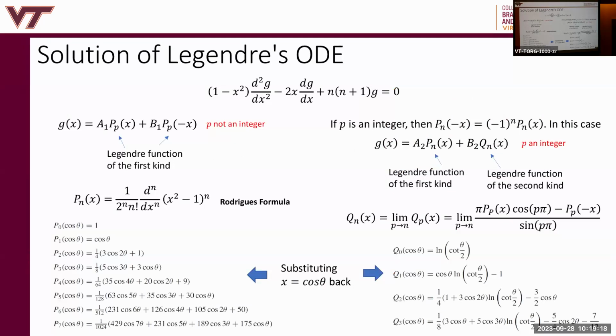Okay, so there's Legendre's differential equation. We have g of x, which is our solution, has some unknown coefficients, and Pp of x and Pp of minus x, all right? Where p is not an integer. And if p is an integer, then we have the same kind of thing as with the Bessel function. If p is an integer, then we have to construct a third solution, which we call a Legendre function of the second kind, and it's called Q, all right? And Pn you can find through this formula. You can find all the polynomials. They're all listed here. Not all of them, but there's some, right?